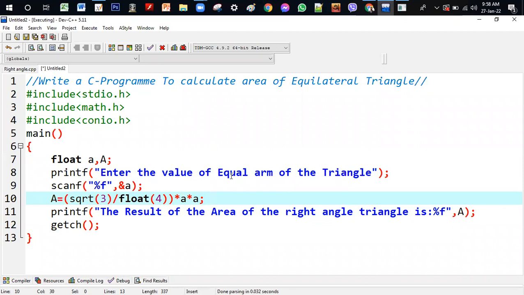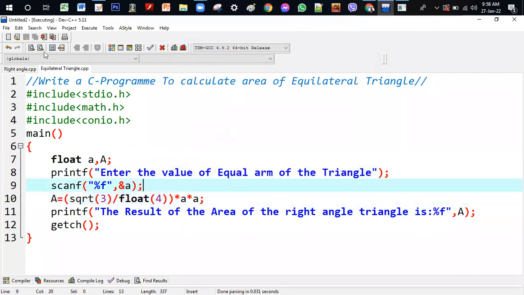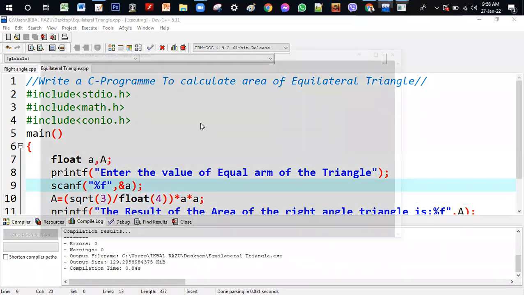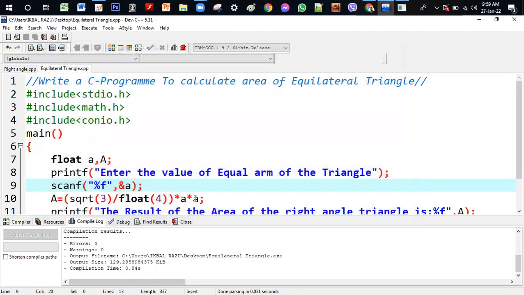Okay, so now save the code, and save the code name as equilateral triangle. The C++ source file extension will be .cpp, .cc, .cxx, .c++ and .cp. Now save the file and execute, compile and run. Enter the equal arm of the triangle. If you consider the equal arm is 5, the triangle area is 10.825317. So this is the area of the equilateral triangle.